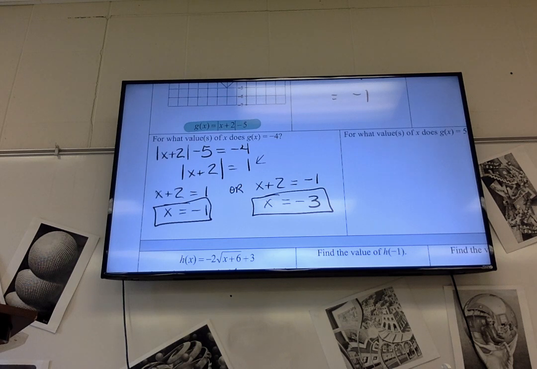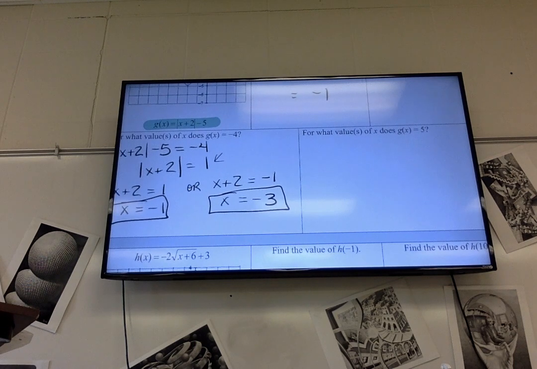So try that one. See if you can work that one out. And g of x is equal to 5.